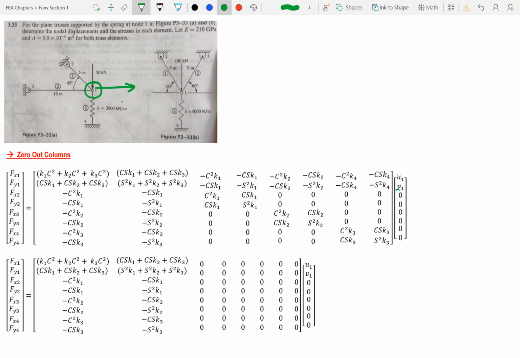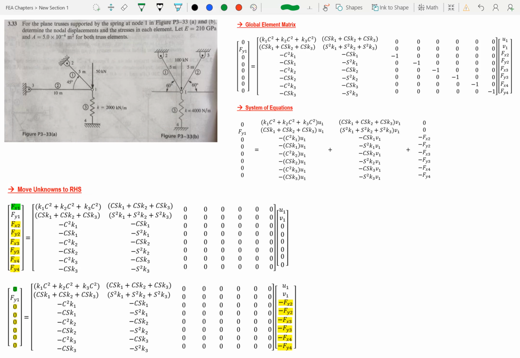So what I'm going to do is I'm going to take this 0 and multiply it here, and I'm going to do that with all the rest. So that's what I got here. I got all zeros.